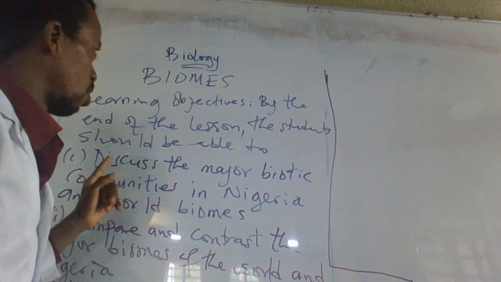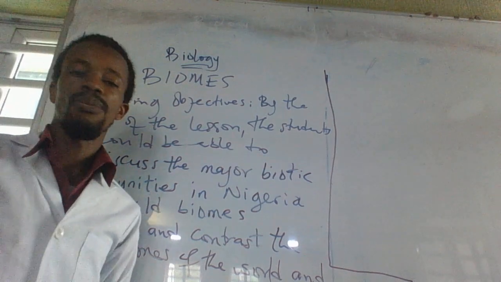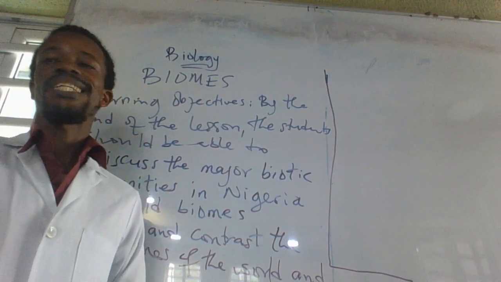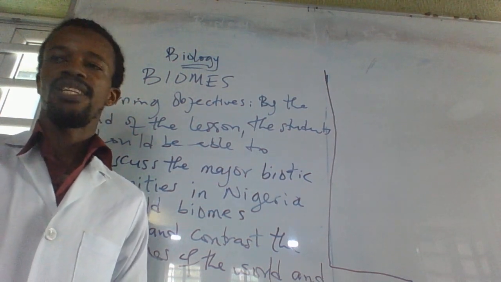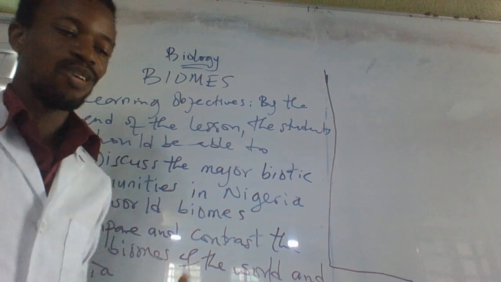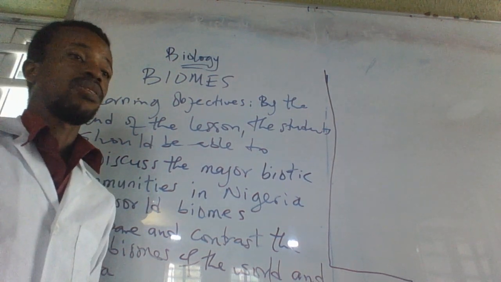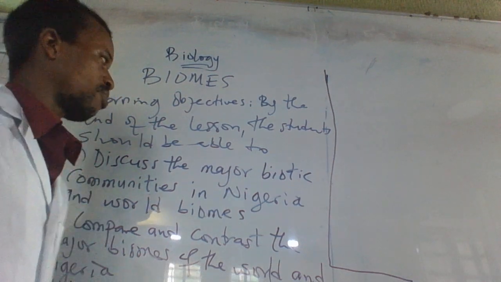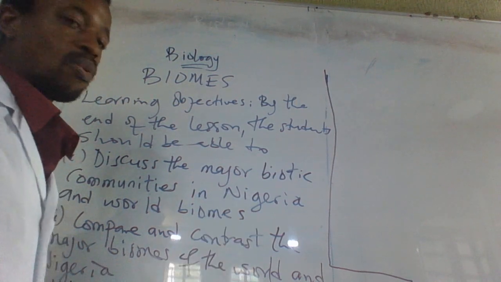So I would like to introduce the lesson by defining what a biome is. A biome, or biomes, are large natural terrestrial ecosystems identified by their vegetation, that is, by their dominant vegetation. So we have different types of biomes in Nigeria, and the major ones are three.